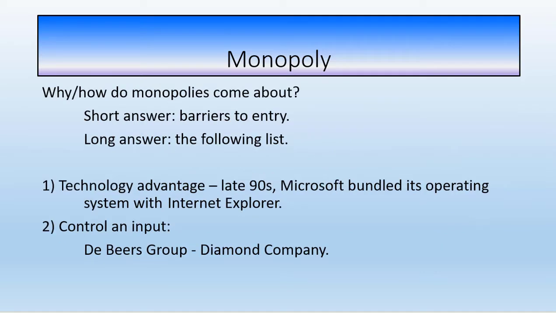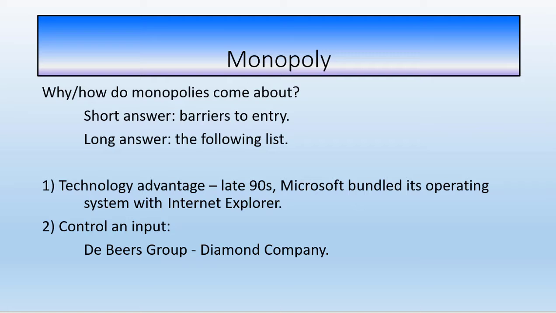So we start off talking about why and how monopolies come about. And the short answer is they come about through barriers to entry. Monopolies will have pricing power, as we'll see. They will earn profits, but competition can't come in and steal those profits because of the barriers to entry. Now, the longer story is there's a list of items that I'm going to cover. These items are not mutually exclusive in the reasons for why and how monopolies develop.